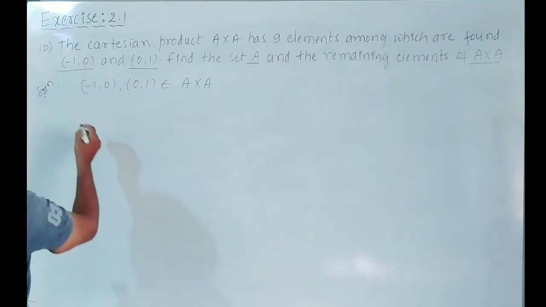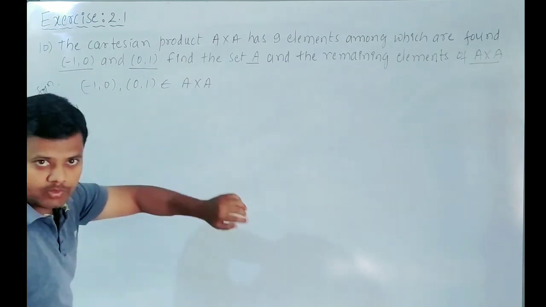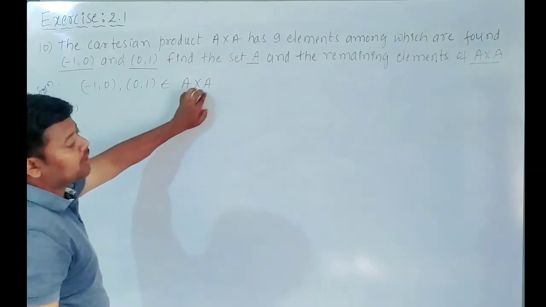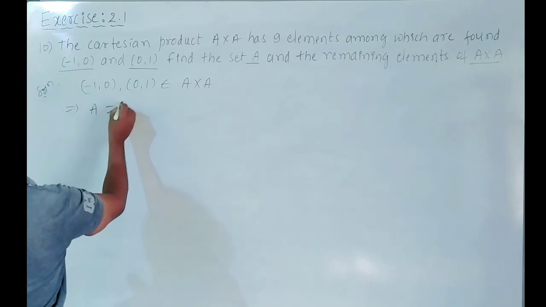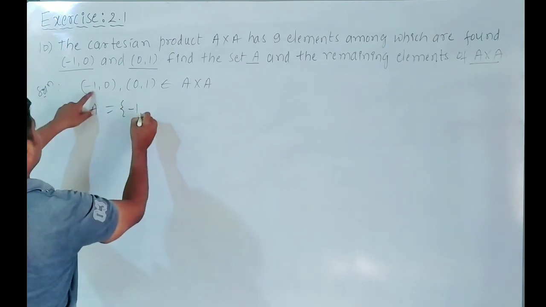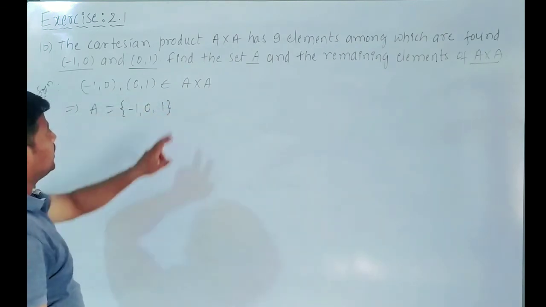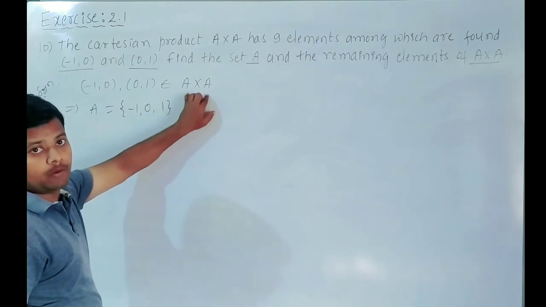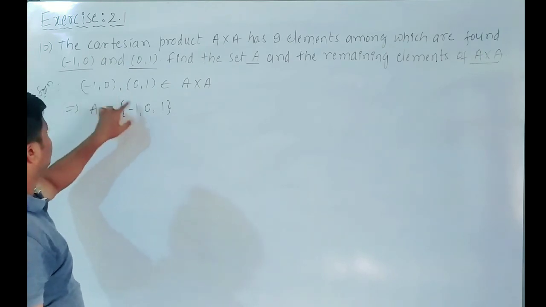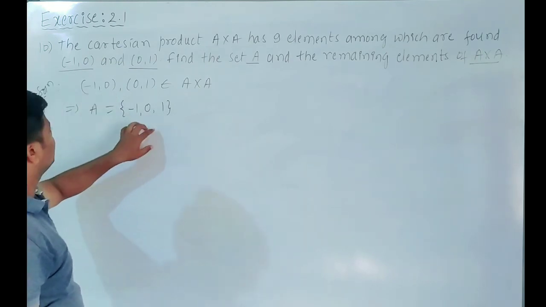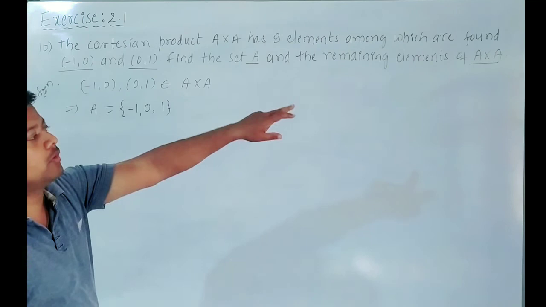This implies, as we know, the first element belongs to the first set and the second element belongs to the second set. But here both the sets are A only. That's why set A is -1, 0, 1. Is it clear? Here we have A cross A, both sets are the same. So the different elements in these two ordered pairs are -1, 0 and 1. So this is the set A.